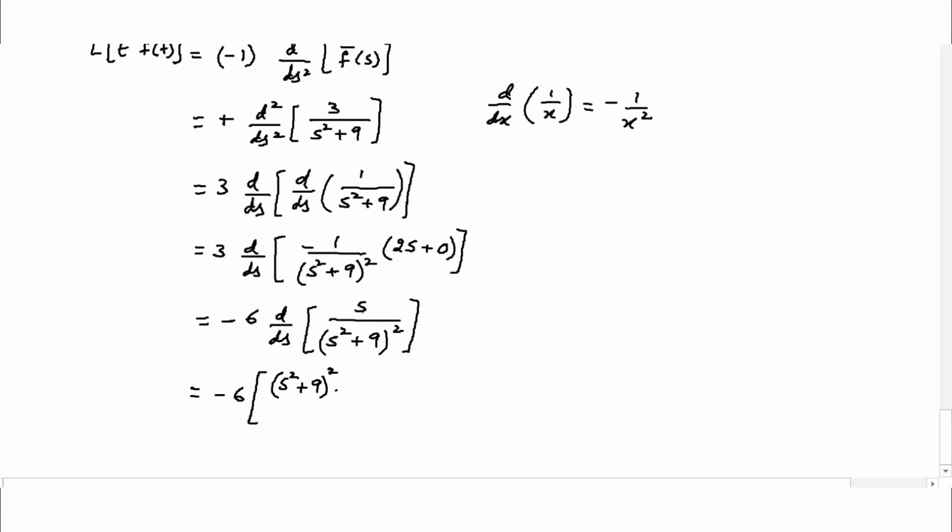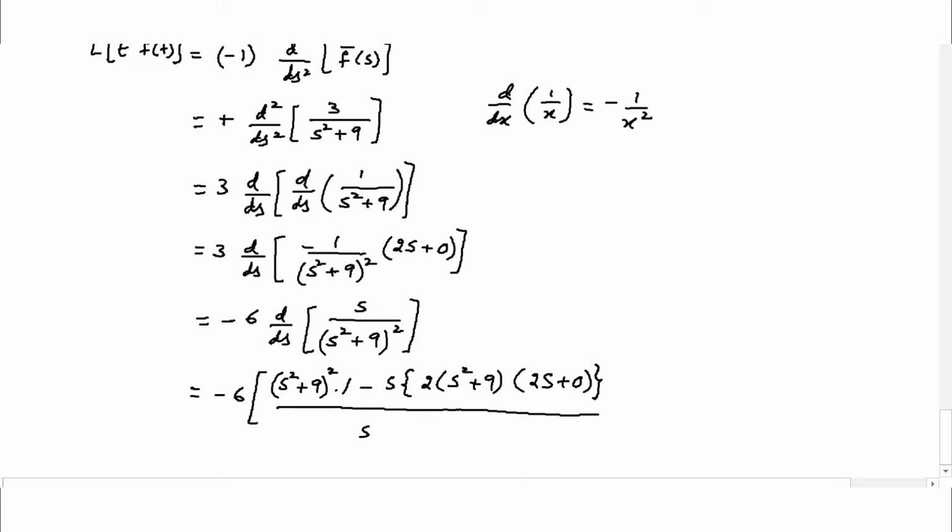v into u dash, differentiation of s with respect to s will be 1, minus u value is s into v dash. So first power differentiation has to be done. It is 2 times of s square plus 9 into inner differentiation. s square differentiation will be 2s, 9 differentiation will be 0. So it is v into u dash minus u into v dash whole divided by v square.